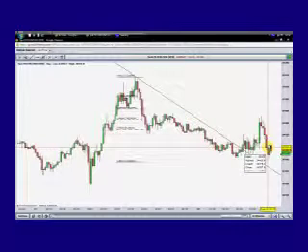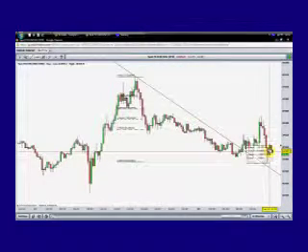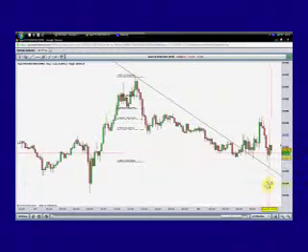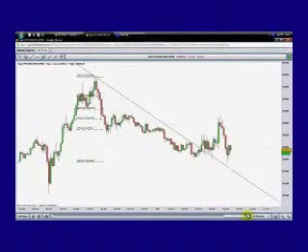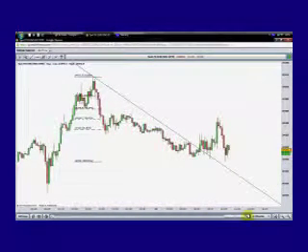Now from 10:30 a.m. London time, which is 5:30 a.m. Eastern time, up to the time New York is open at 9:30 a.m. Eastern time, 2:30 p.m. London time, that's what we call the gap period. So we are now in a gap period because during this time people are preparing for the news to be released around 8:30 a.m. Eastern time, which is 1:30 p.m. London time.